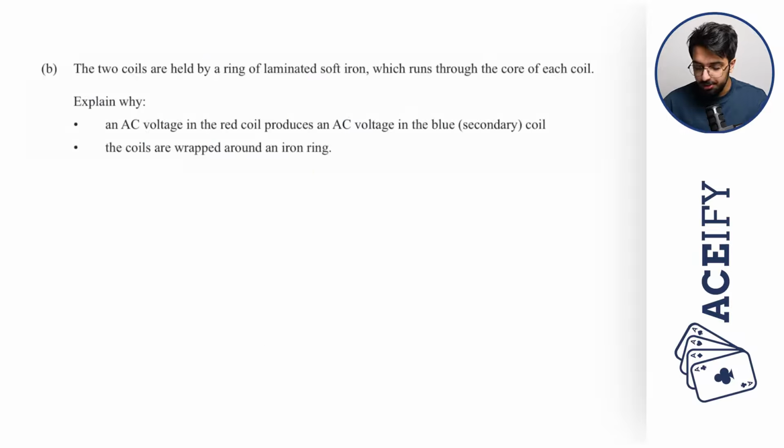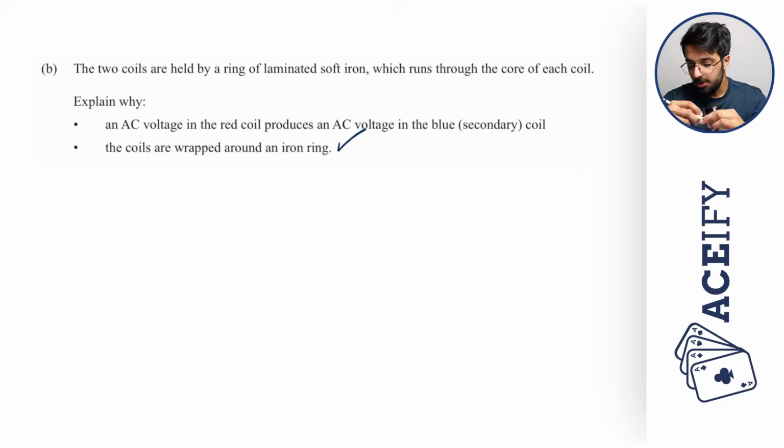There we go. The two coils are held by a ring of laminated soft iron, which runs through the core of each coil. Explain why an AC voltage in the red coil produces an AC voltage in the blue coil, and the coils are wrapped around an iron ring. Alright, so the reason why the coils are wrapped around iron is because our iron core will increase the magnetic flux, and also this iron core / iron ring will direct the magnetic flux to the secondary coil, so it helps with that transfer process. So that's our second point.